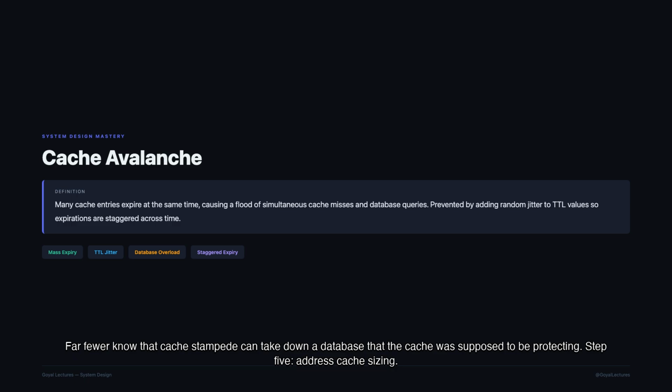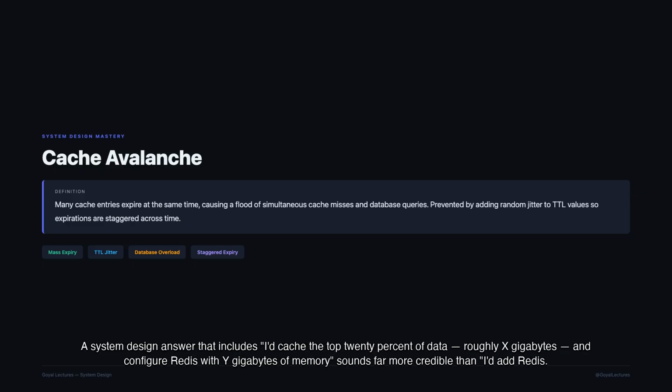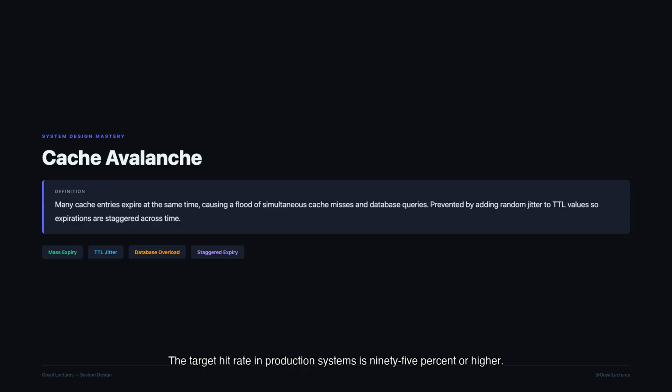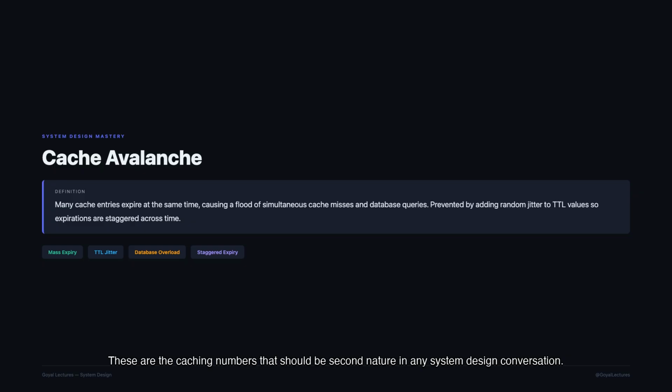Step 5. Address cache sizing. How much data do you need to cache? A system design answer that includes, I'd cache the top 20% of data, roughly X gigabytes, and configure Redis with Y gigabytes of memory, sounds far more credible than I'd add Redis. The target hit rate in production systems is 95% or higher. If you are consistently below 90%, your cache is either too small, your TTL is too short, or you are caching the wrong data. These are the caching numbers that should be second nature in any system design conversation.